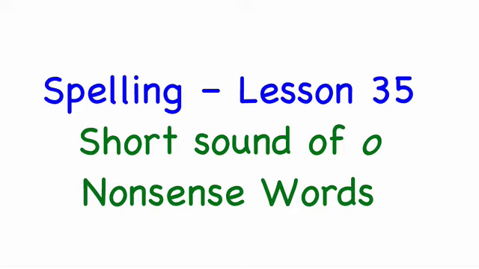We are on lesson 35, and this is a spelling dictation exercise. The following nonsense words will all contain the short O sound. The short O sound is the first sound you hear in the word ostrich. We have 8 rows of words. Each row contains 5 words.